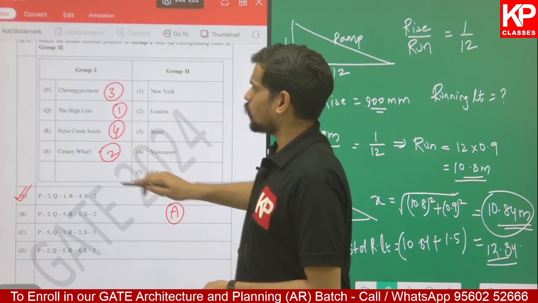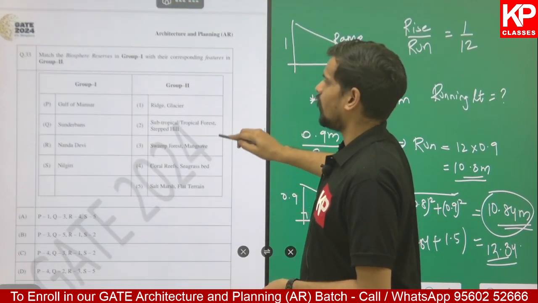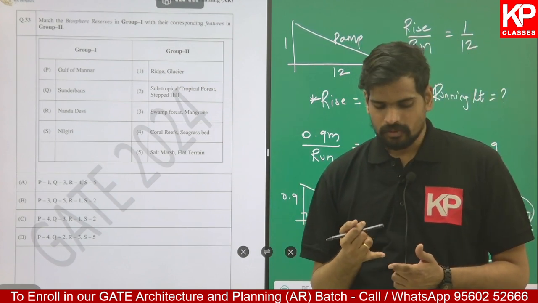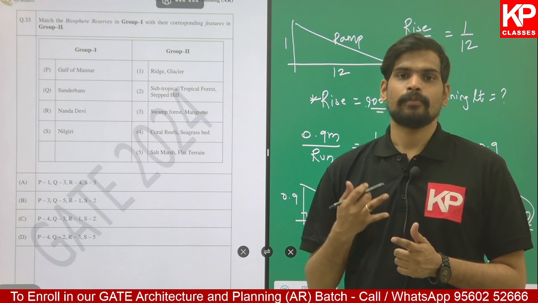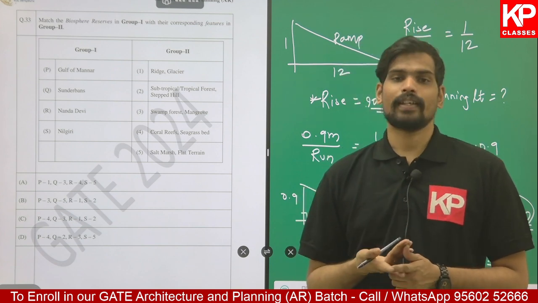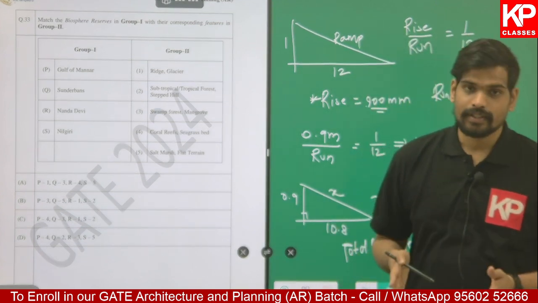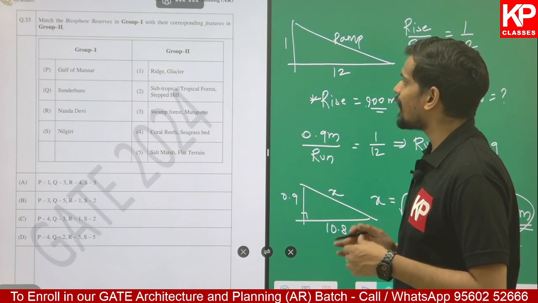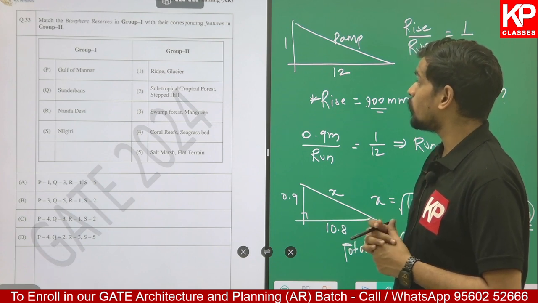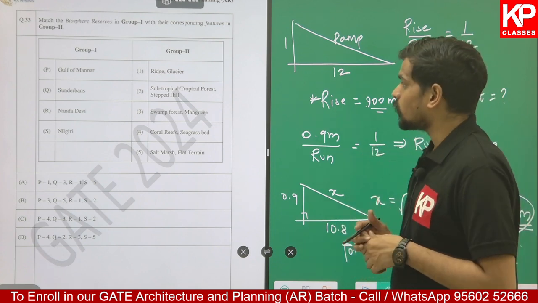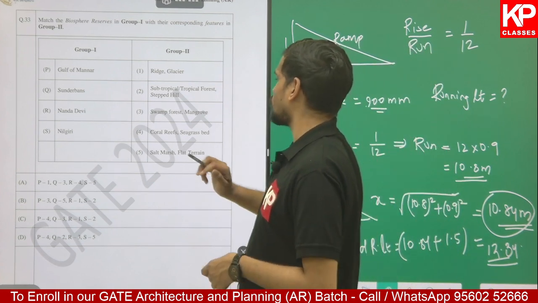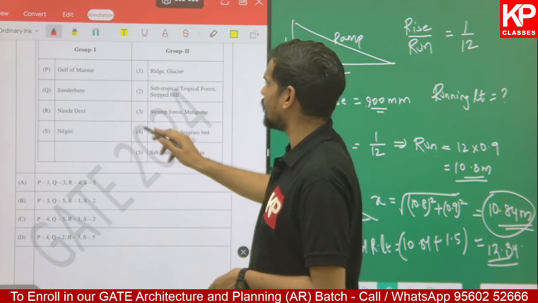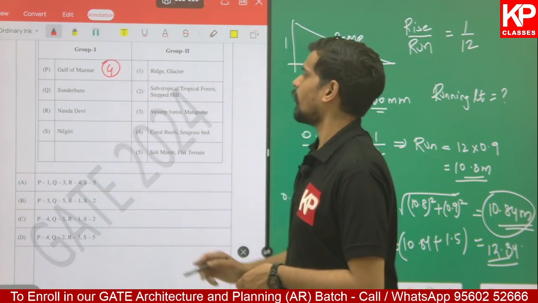Moving on to the next one, question number 33 now. Again, I'm asked the following question. I told you in the beginning also, you need to know the national parks, wetlands, biosphere reserves, national forests, reserved forests in India, and the geography of them, the features. So this is again based on that. Match the biosphere reserves in group 1 with the corresponding features in group 2. So Gulf of Mannar, I'm sure you all know that it is dominated by seagrass and coral reefs. That would be the appropriate answer.